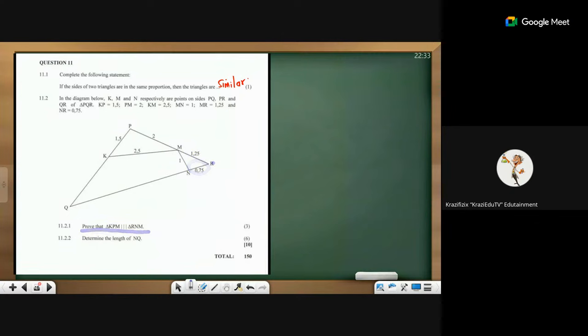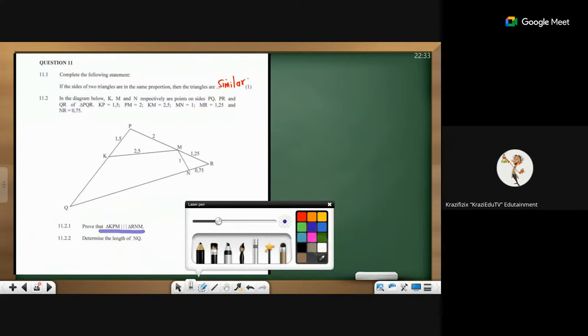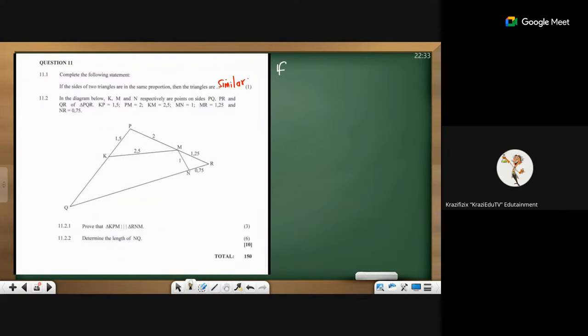Now, I know we are used to proving when we have angles. That one is easy. Now, there are no angles. Shortcut. This is what I'm going to do. If these two triangles are similar, if triangle KPM is similar to triangle RNM, then KP over RN should be equal to PM over NM, and that should be equal to KM over RM. Now check what we are going to do.